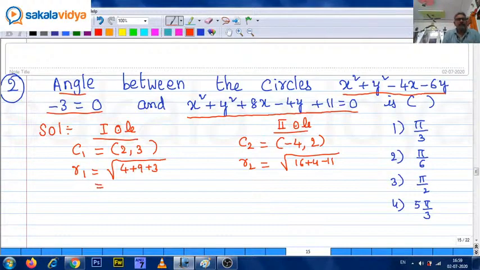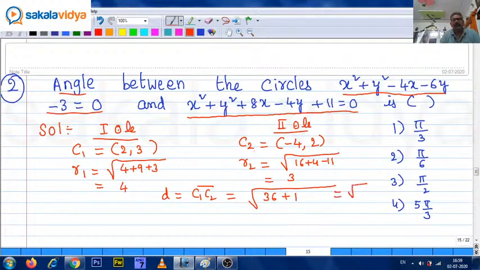So this will be 16, so 4 you will be getting. This will be how much? 20 minus 9, 3. Now find D. D equals the distance between C1 and C2. This is equal to root of (−4 − 2)² which is 36, plus (2 − 3)² which is 1, that will be root 37.